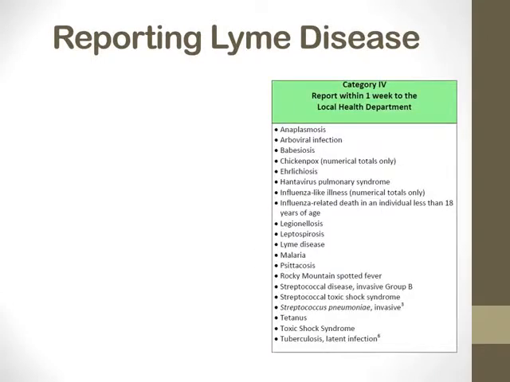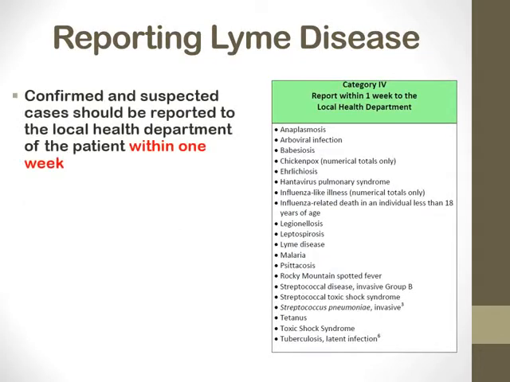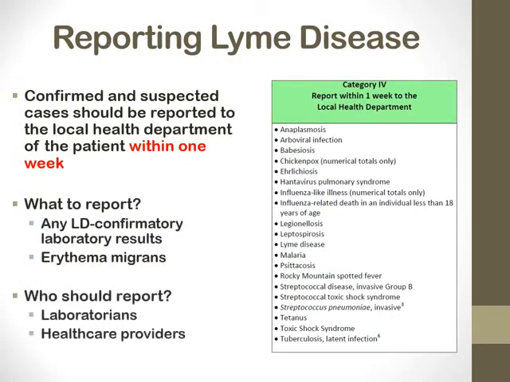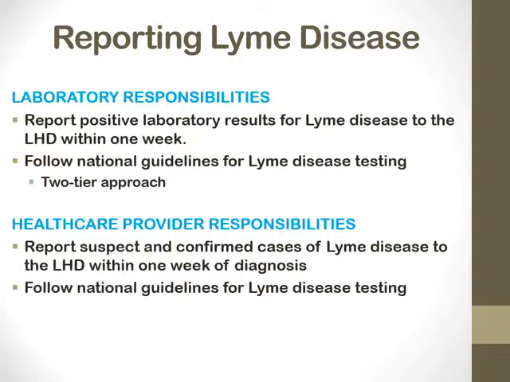Hopefully you're all familiar with this wall chart. It's the reportable infectious disease wall chart that the Division of Infectious Disease puts out every year. Confirmed and suspected cases should be reported to the local health department of the patient within 1 week. Public health would like any confirmatory lab disease reports along with EM rashes to be reported. We also ask that both laboratorians and healthcare providers report to us.